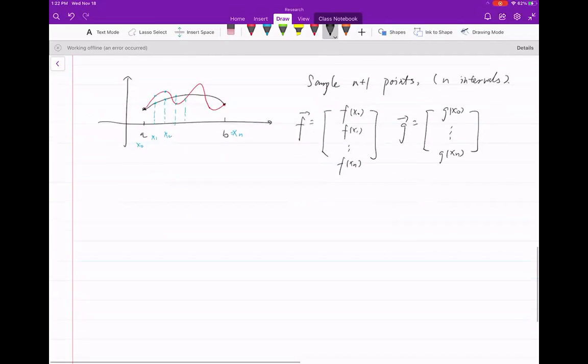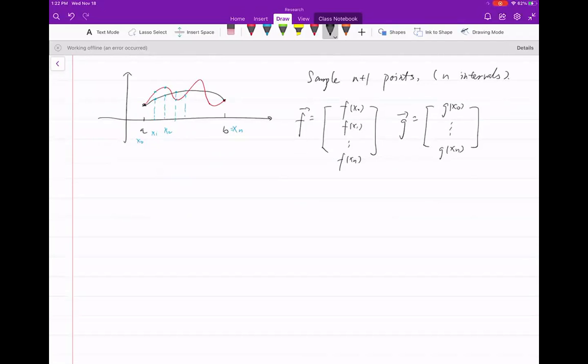So let's call them fn and gn. What is the dot product between fn and gn? That's just going to be the sum, i from 1 to n, of f(xi) times g(xi). Moreover, because of the notation, we go from 0 to n.